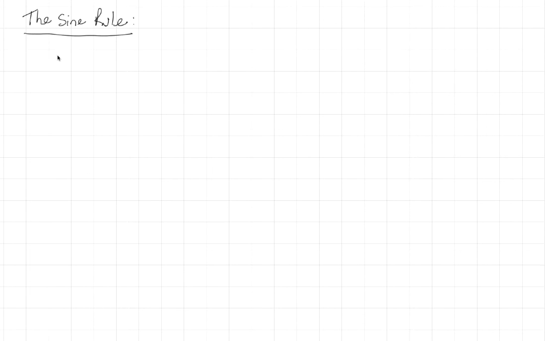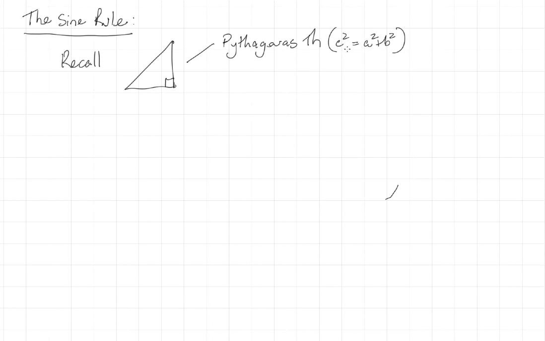You may recall that when we've got right angle triangles, we can use Pythagoras' theorem, which is c squared equals a squared plus b squared, to help solve that and find the lengths of sides, etc.